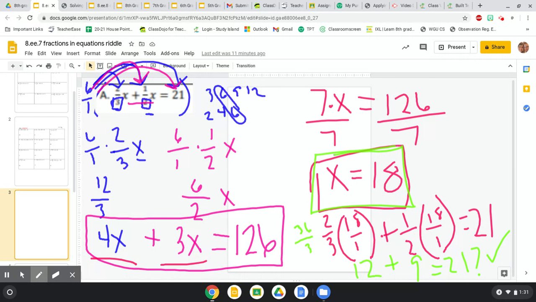So I took care of getting rid of the fractions first by finding that least common denominator, and then I just had a normal equation to solve. All right, let's look at the next one.